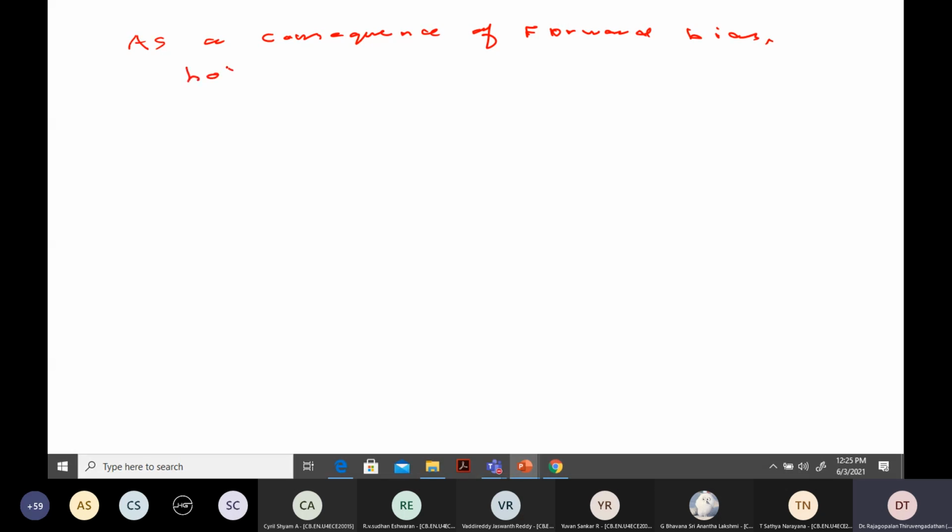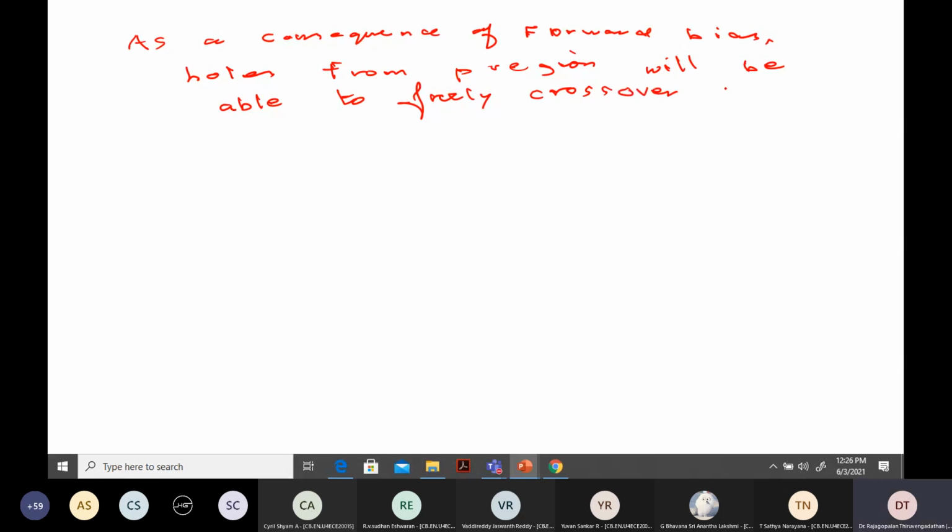the holes from the P region will be able to freely cross over the junction. This is also something we have seen. So we are going to use these concepts in our effort to develop an analytical relationship for the current voltage.